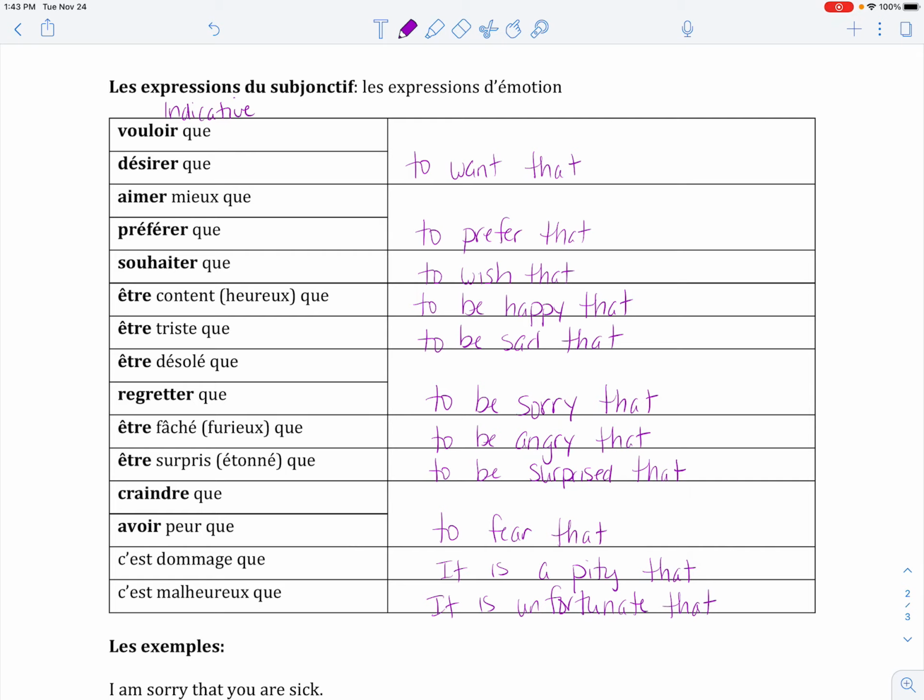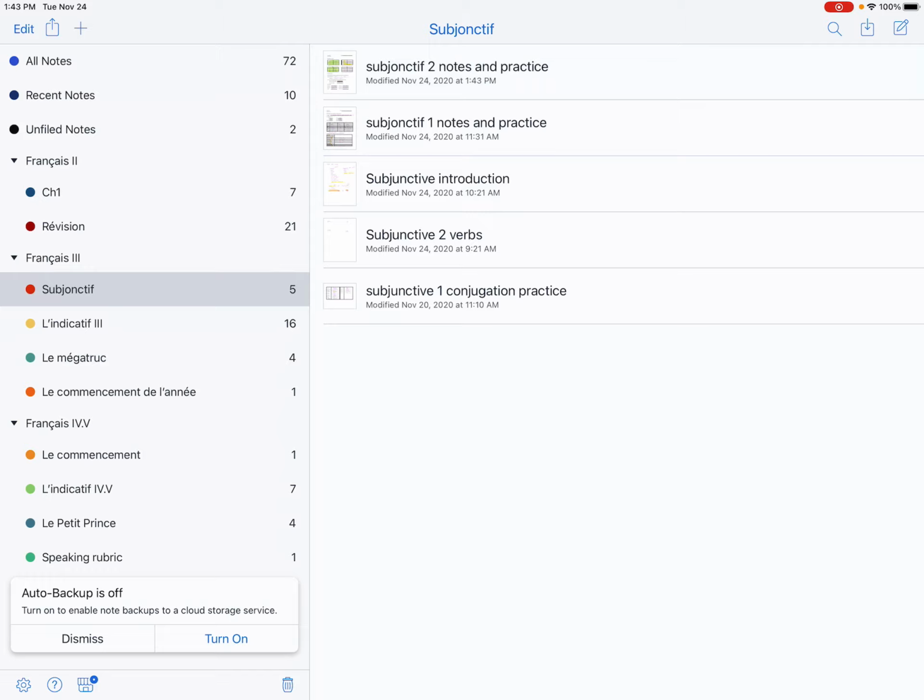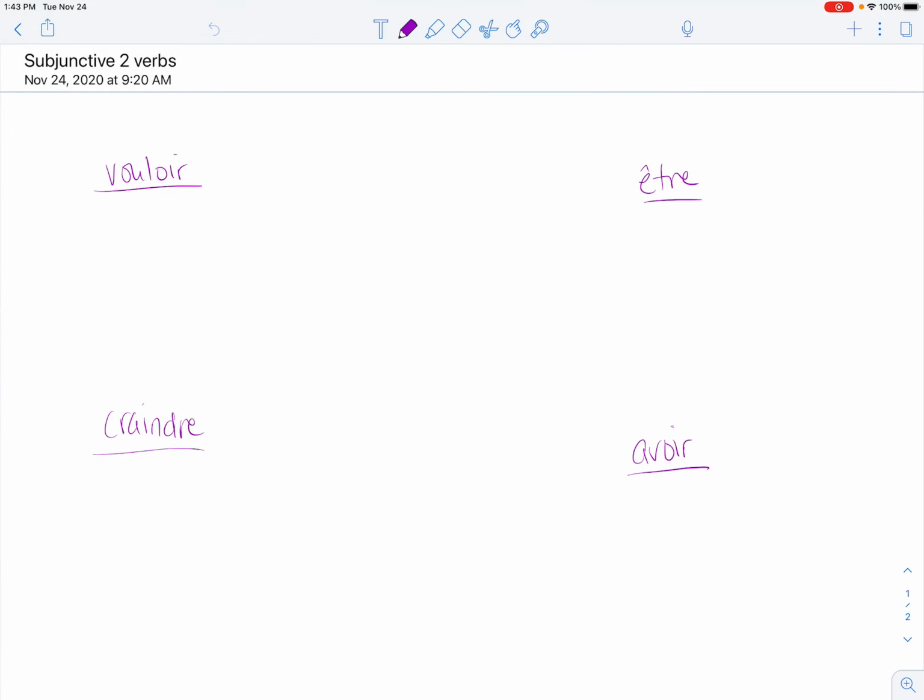So the way that we've been conjugating vouloir, désirer, all of these verbs beforehand, as you've done for the past 2 years, is how you're going to conjugate them. I'll show you those conjugations if you need a refresher on them. I put them on a separate document, subjunctive 2 verbs. So vouloir, the present indicative: je veux, tu veux, il/elle/on veut, nous voulons, vous voulez, ils veulent.